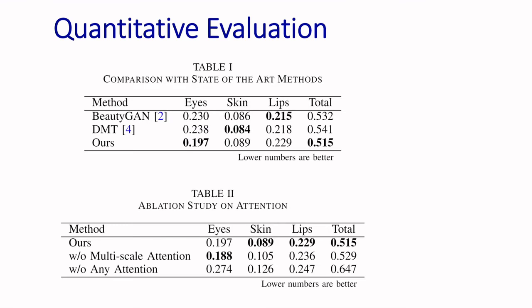So we perform quantitative evaluation on our model, and we see that we outperform the state-of-the-art DMT and BeautyGAN. In particular, we have a large outperformance on transferring eye makeup, and we believe that this is because of the 1x1 convolution within our attention module. We also perform an ablation study, removing the multi-scale attention and replacing it with a regular attention module, and we also see what happens if we completely remove attention, and we see that our method performs best.